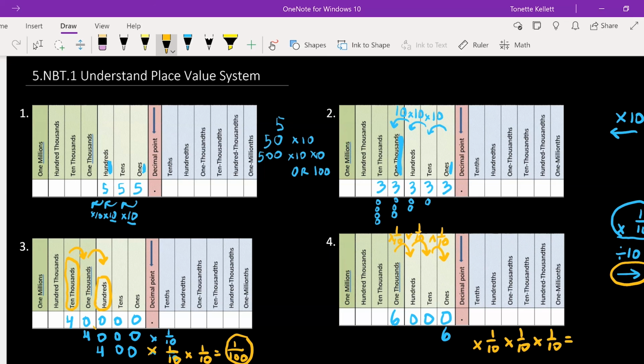3 jumps of 1/10. Multiply those together. The one stays on the top. 10 times 10 times 10. You've got 3 zeros there, so put the 3 zeros on the bottom. It's 1/1000th. So 6 is 1/1000th of 6,000. That would be the relationship.